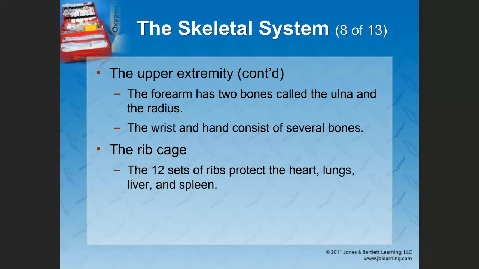The rib cage has 12 sets of ribs which protect the heart, the lungs, the liver, and the spleen. That's the purpose of the rib cage.